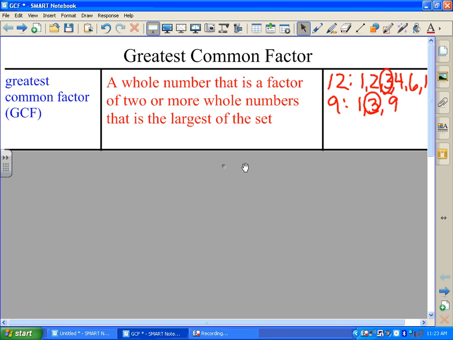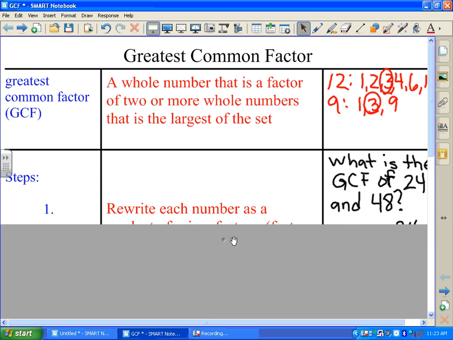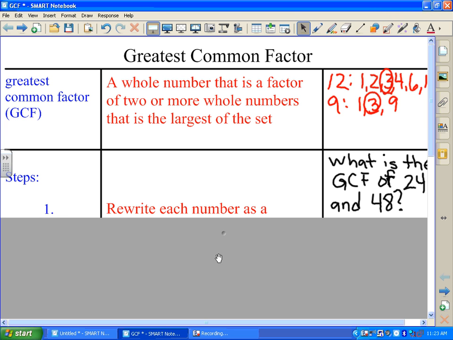Now, we're going to explore in just a moment what it really means to find the greatest common factor, what you're really doing. But what I want you to do is write down these steps. It says, what is the greatest common factor of 24 and 48? Write this in column 3.